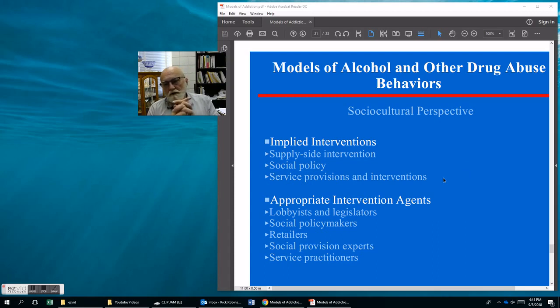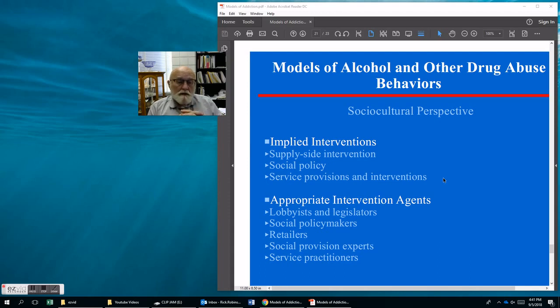And the last is service provisions and interventions, meaning people who are trained to detect that maybe you've had too much and certainly try to put a stop to it. You've seen the commercials too where people are encouraging other people, friends don't let friends drive drunk. Whatever it takes, get those keys. And that's right. You should.